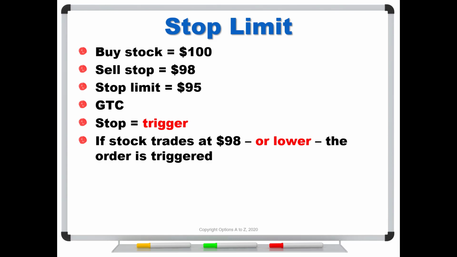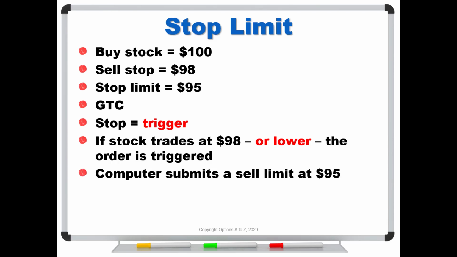So the stock could come down and just touch 98 even for a second, or it could gap down to 70. And in both of those cases, it has triggered the order. And so for this example, the computer would then submit a sell limit at 95. And if you can get 95 or higher, the computer will sell the shares for you. And if you can't, you'll just continue to hold the shares.